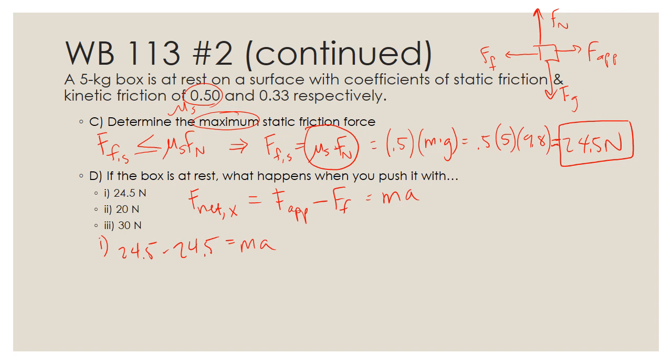So that might be 0.0000000000000000001 newtons more than 24.5, that threshold, which for all purposes is basically still 24.5. So if you push equal to the maximum static friction force, it's going to start moving. So we would say, because this is at the threshold, it just starts to move.